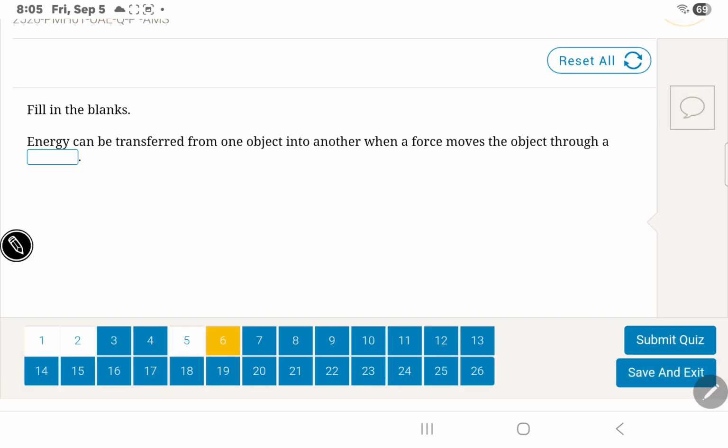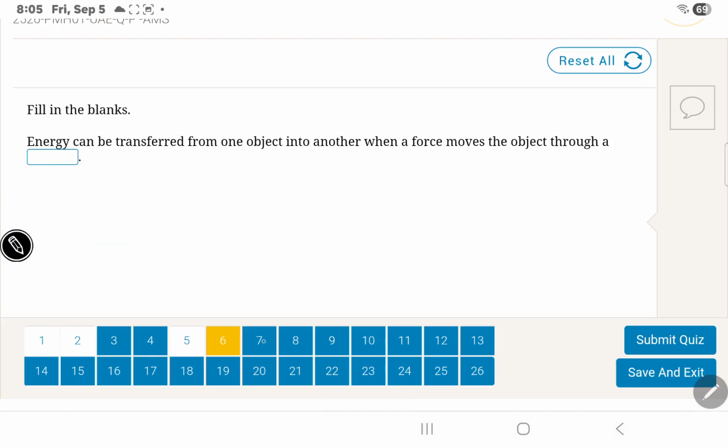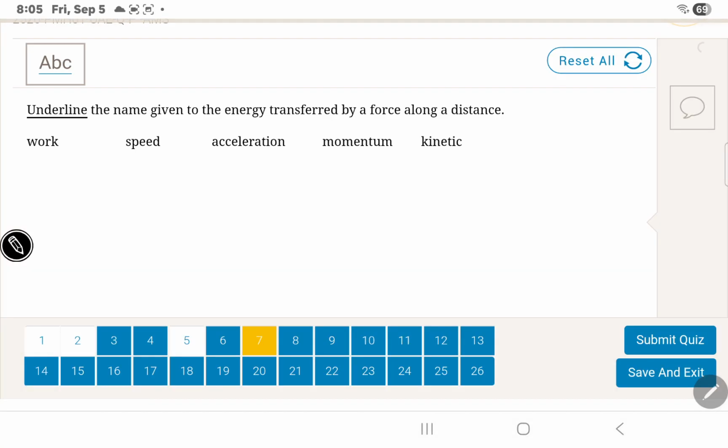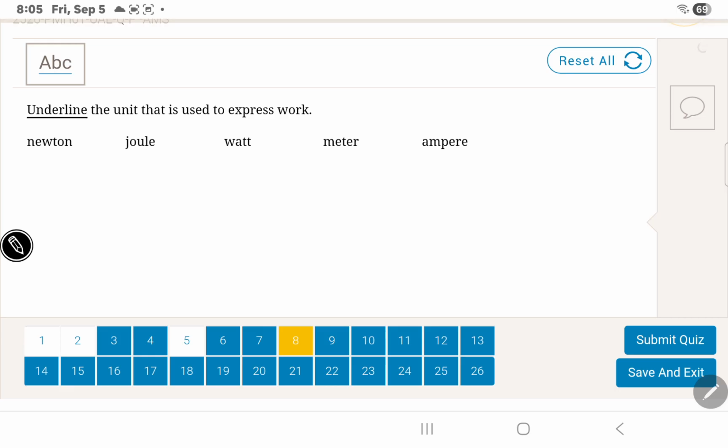Next one. Energy can be transferred from one object into another when a force moves the object through a distance. So here you write distance. Number 7. Underline the name given to the energy transferred by a force along a distance. We underline work. So the answer here is work. Next question. Underline the unit that is used to express work: joule. Next question.